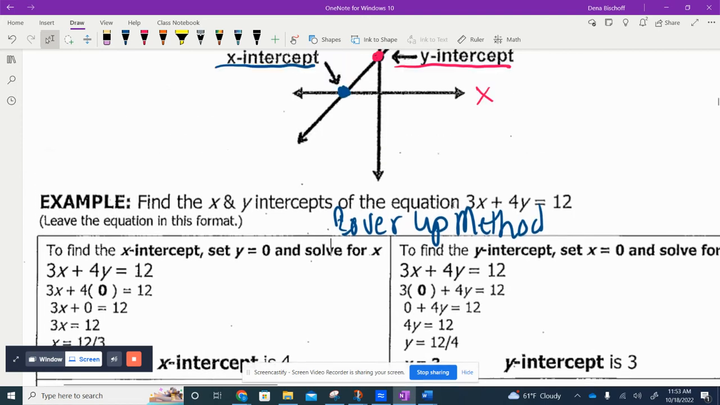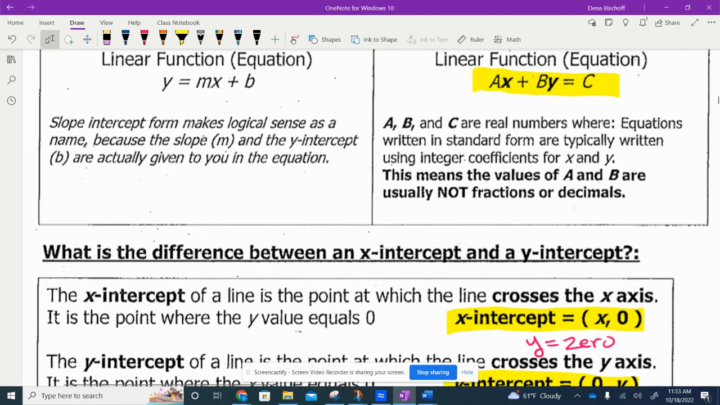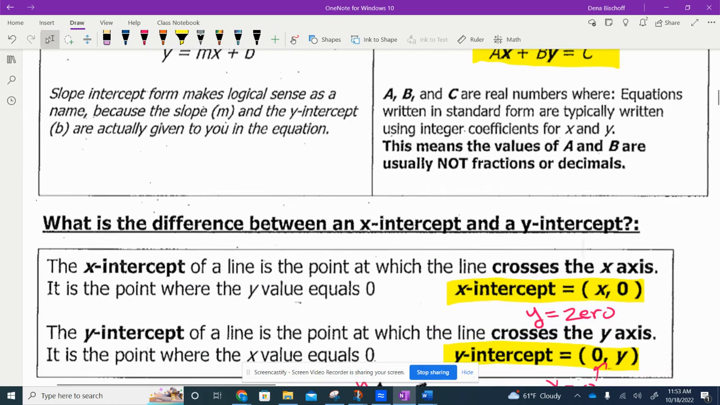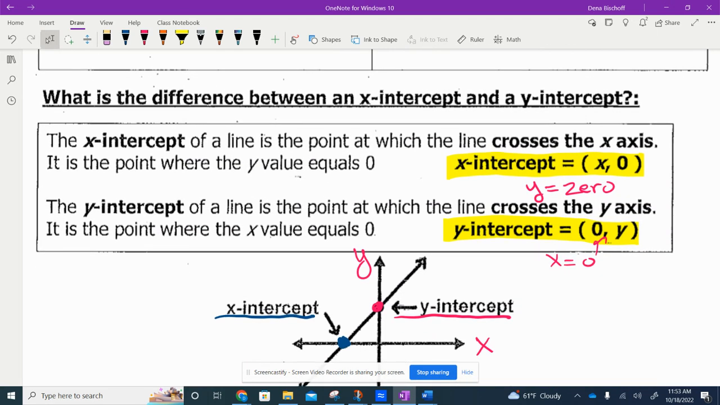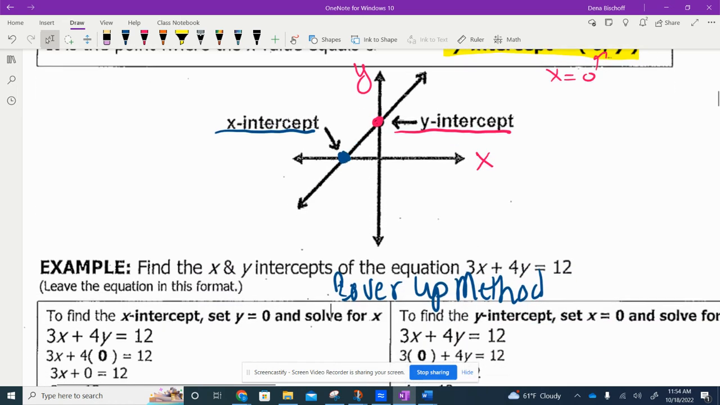All right, so we're talking about standard form of an equation, ax plus by equals c, where a, b, and c must be integers, meaning no fractions or decimals. And the first thing we talked about are x and y intercepts. The y-intercept is where the line crosses the y-axis, and the x-intercept is where the line crosses the x-axis.